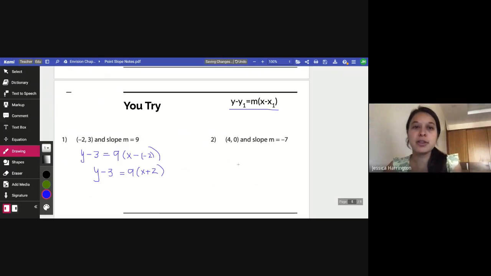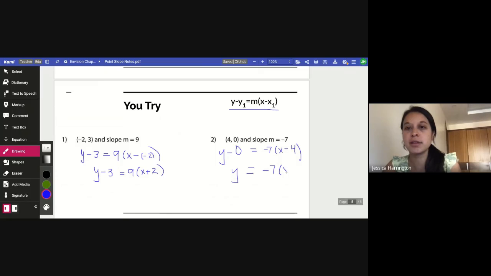All right, now let's try this one. It's point slope, y minus y1, well, y1 is 0. Equals m, the slope is negative 7. And then x take away x1. x1 is 4, so x take away 4. Okay, now I can simplify this because I don't need to write y minus 0. If you take away 0, you still have just y. So the equation here is y equals negative 7, x minus 4. That's it.